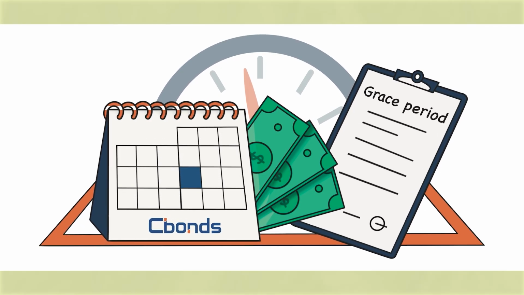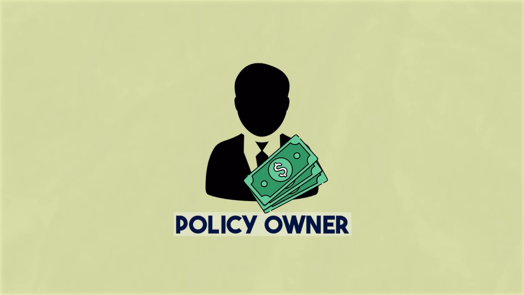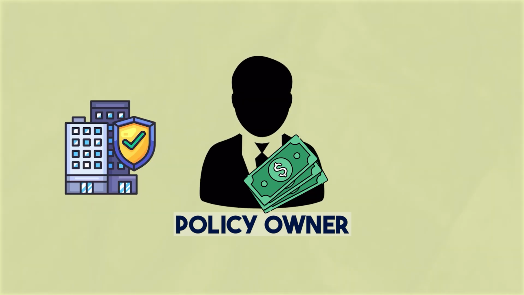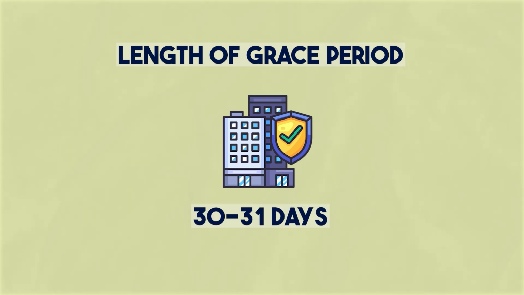This refers to a set amount of time after a premium is due when a policy owner can make a payment without getting their coverage canceled by an insurance company. The length of grace period varies amongst insurance companies, however, it is usually 30 or 31 days after the payment is due.